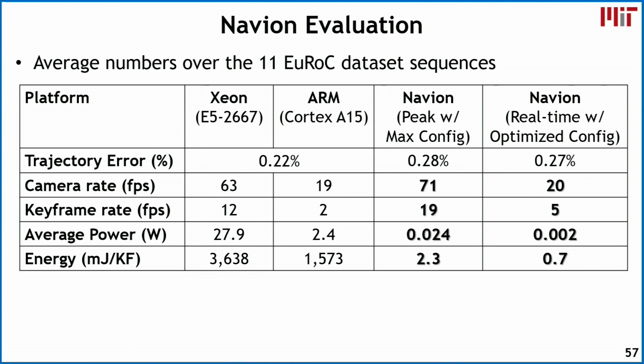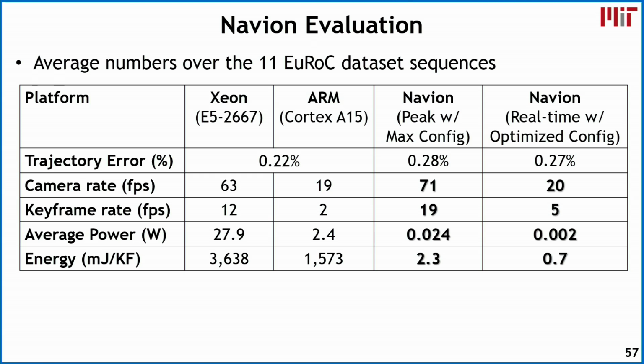Now let's compare it to some other platforms, so particularly a server-scale Xeon CPU and then an ARM Cortex-A53 processor. You'll see here that the trajectory error of Navion is slightly higher than the Xeon and ARM processor implementations. This is due to the fact that we used fixed point in the front end, and we used image compression as well. But I should note that most of the state-of-the-art VIO algorithms have trajectory errors of around 0.5% or below, so we're still well within that range.